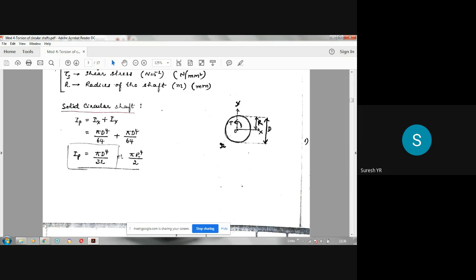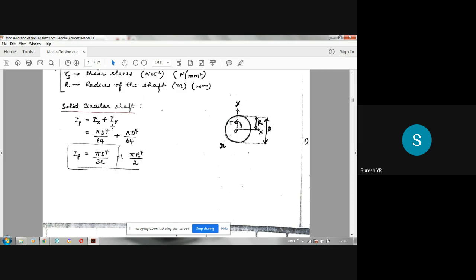So what is the value of moment of inertia? It is pi d power 4 by 64 about both axes, the x-axis and y-axis, because of symmetry. So you know that polar moment of inertia, IP, or capital J, in some books they use capital J, is the sum of Ix and Iy. Actually, this is known as the perpendicular axis theorem.